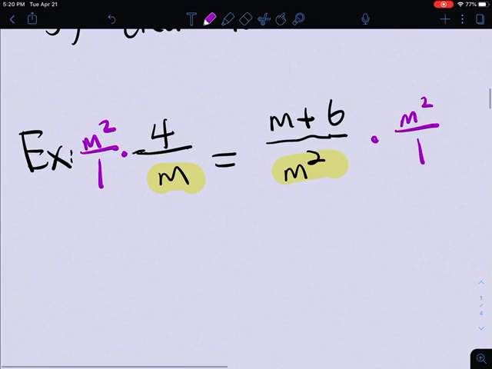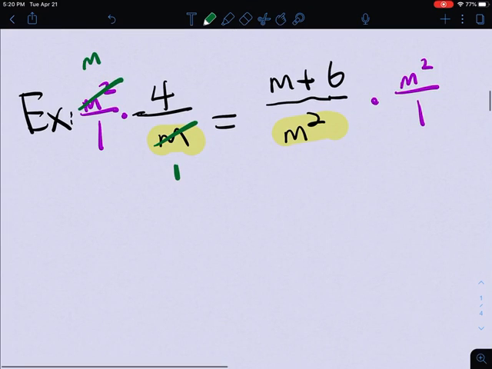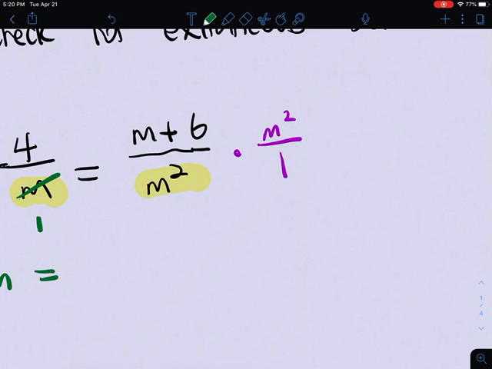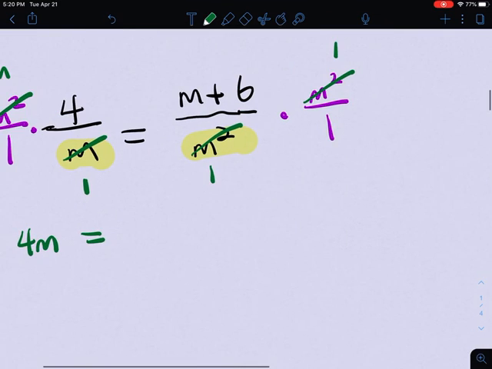So on the left-hand side, how do we multiply m squared over 1 times 4 over m? Well, let's see. With m squared and m, we can do some canceling. We can divide those by m. So I get 1 over here, and I get an m here. So then what do I have left? I'm left with m times 4, or 4m, over 1, but that's just 4m. And then how about on the right-hand side? I still have multiplication, and I can cancel these out. Divide by m squared, I get 1 and 1, left with just m plus 6.